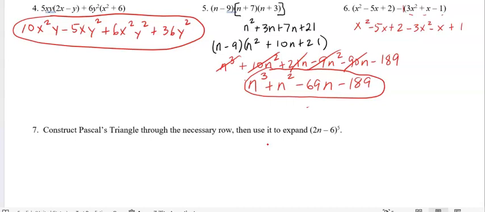And then I combine like terms. So 1 minus 3x squared is negative 2x squared. Negative 5 minus 1x is negative 6x. And then 2 plus 1 is 3. And there's your answer for number 6.